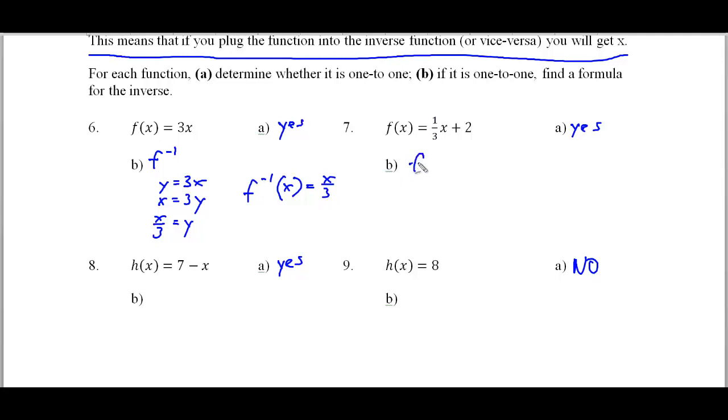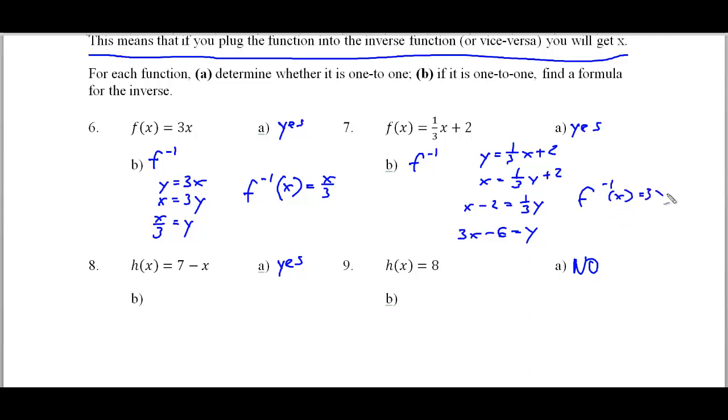Alright, so here's another finding the inverse function where I take my equation y equals 1/3 x plus 2 and switch my x and y like so. Move the 2 to the other side, x minus 2 equals 1/3 y. Clear the 1/3 by multiplying everything by 3. 3x minus 6 equals y. So my inverse function here of x is going to be 3x minus 6. So that's how you find an inverse function.